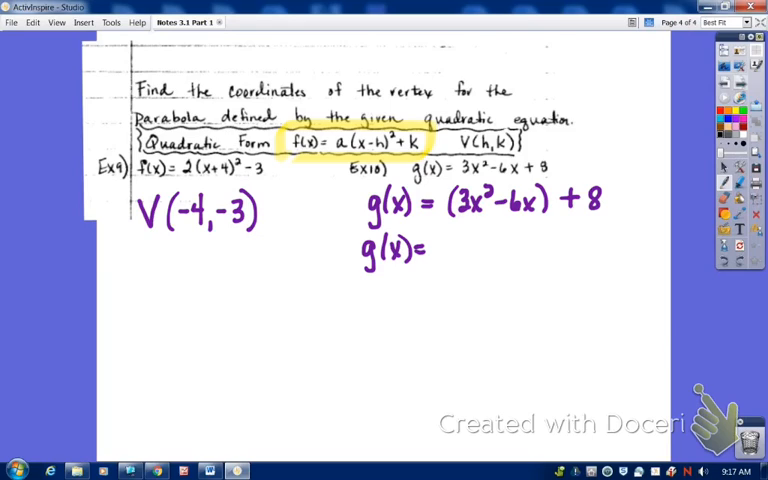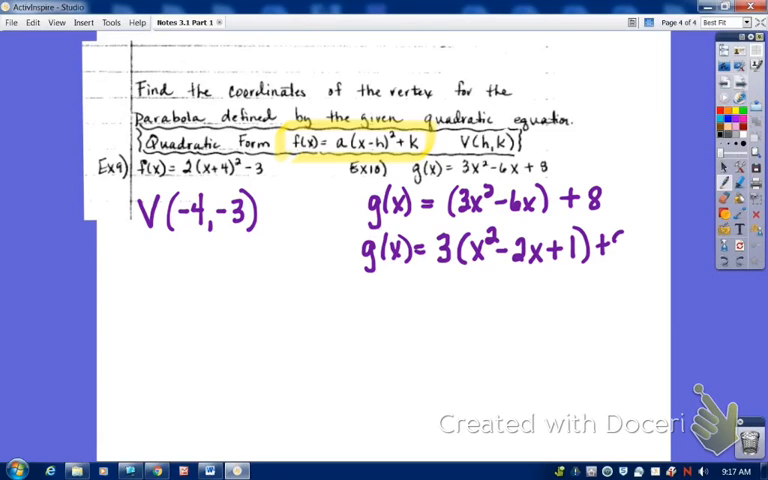So if I take the binomial 3x squared minus 6x, can I take the negative 6 and divide it by 2 and square it? No, why not? There's a number in front of the x squared. So before you can complete the square on your 3x squared minus 6x, you have to factor out a 3. And that's going to give you x squared minus 2x. Now with the binomial x squared minus 2x, you can complete the square. So you're going to do negative 2 divided by 2 is negative 1. Negative 1 squared is positive 1.